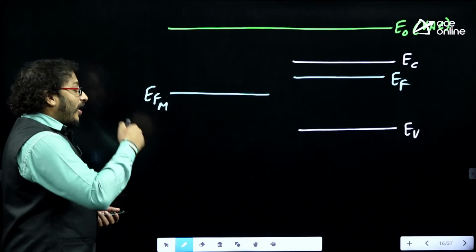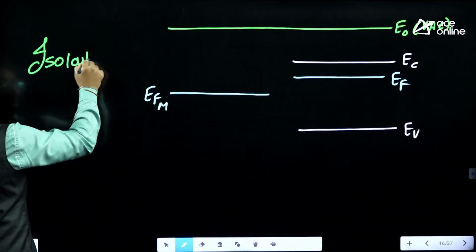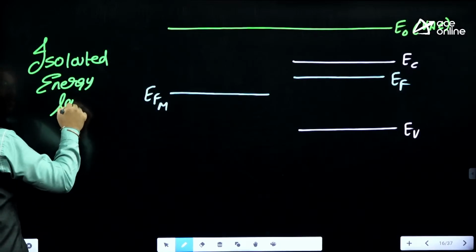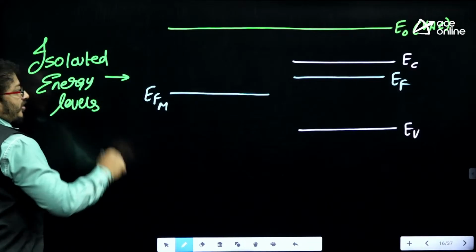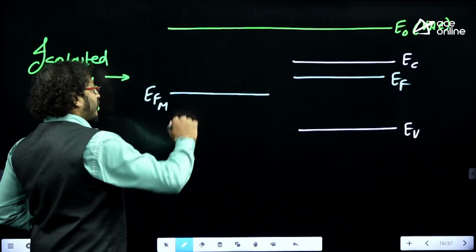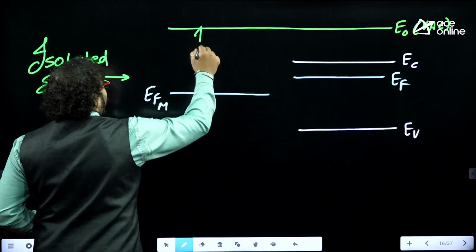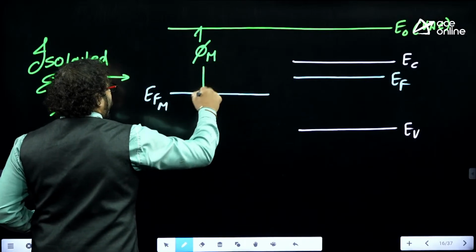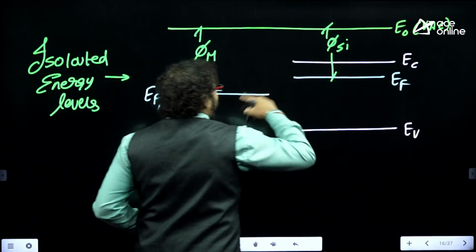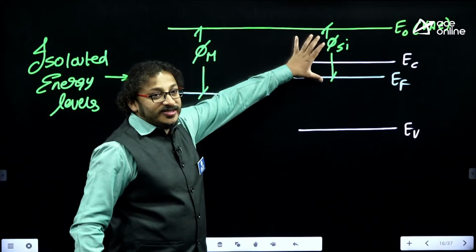I mean to say isolated. These are isolated energy levels, separate and isolated. Now please tell me, dear students, he has clearly given that phi m is greater than phi si. That is why this is larger. Phi m is larger compared with phi si, phi silicon. That is why I have drawn it in this way. I believe you got the point. Phi m must be larger than phi si.